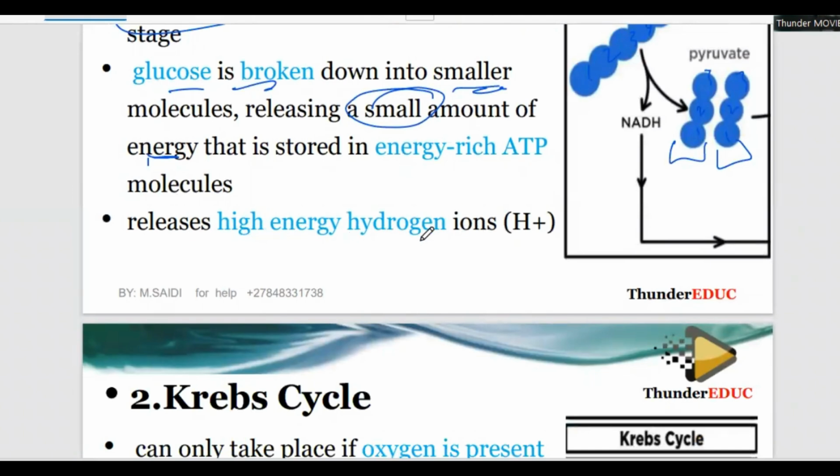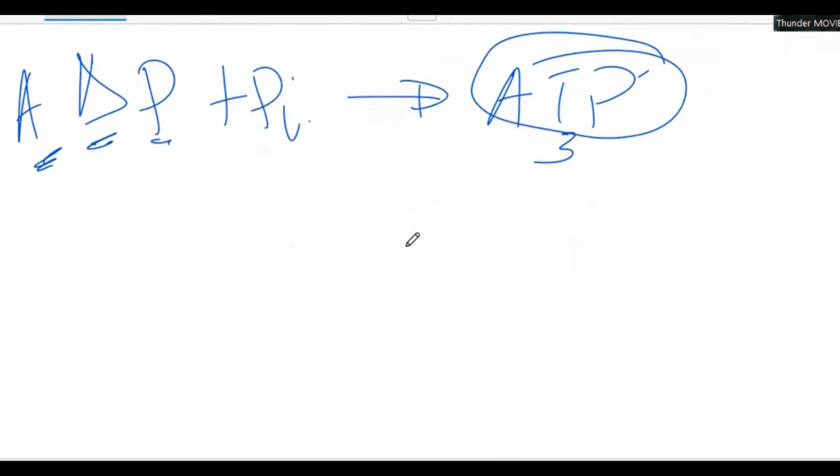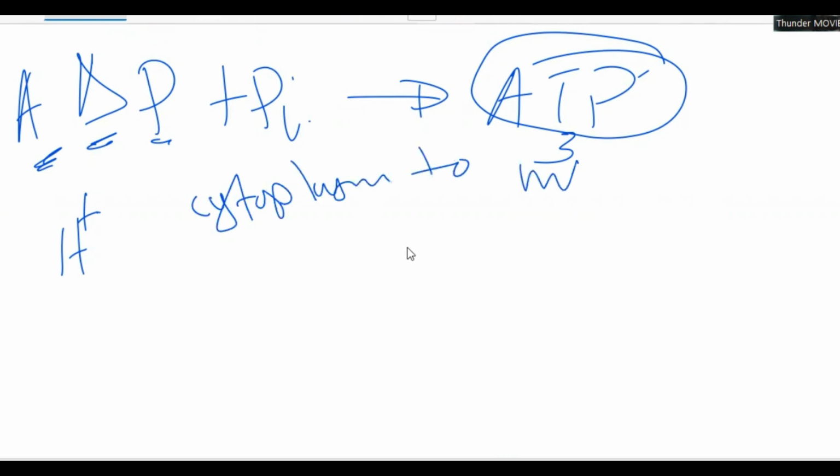The process also releases high energy hydrogen ions. So it doesn't stop there. We also release a small part of hydrogen ions. These hydrogen ions are used in oxidative phosphorylation. And how do they move from the cytoplasm to the mitochondria? How does it go there? There must be a carrier, an enzyme carrier, which is used to carry this hydrogen and take it into the mitochondria so that oxidative phosphorylation can take place.